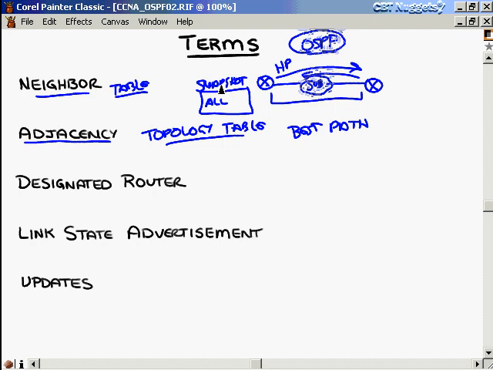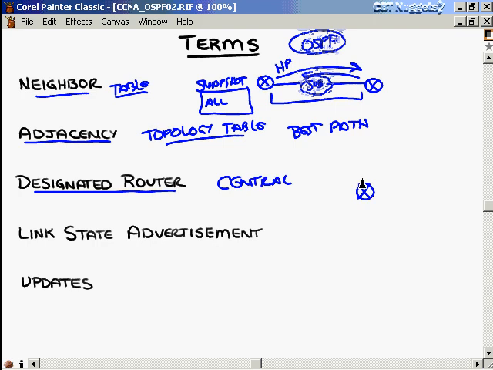The other term we want to talk about right now is a designated router. The designated router has certain responsibilities, but first we're going to define exactly what it is. It's a central router. And being the central router, it's going to have to form adjacencies, which we just talked about, with every other router within a specific area that participates in this OSPF protocol.